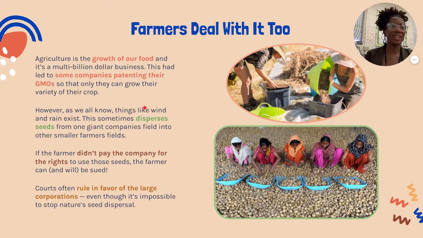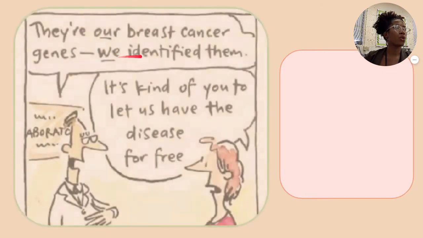And as we know, courts often rule in favor of large corporations because they have the money, they have the time, they're able to go and fight these long, huge court battles. They also can spend money on ads and all kinds of other things to try and sway public opinion in favor of the corporations. If you're interested in seeing how corporations flex their muscle on everyday people, look up McDonald's hot coffee. Just look up McDonald's hot coffee and you will see exactly what I'm talking about. Even though it's impossible to stop nature from spreading seeds, courts don't care. Companies don't care. They will sue whoever it is.